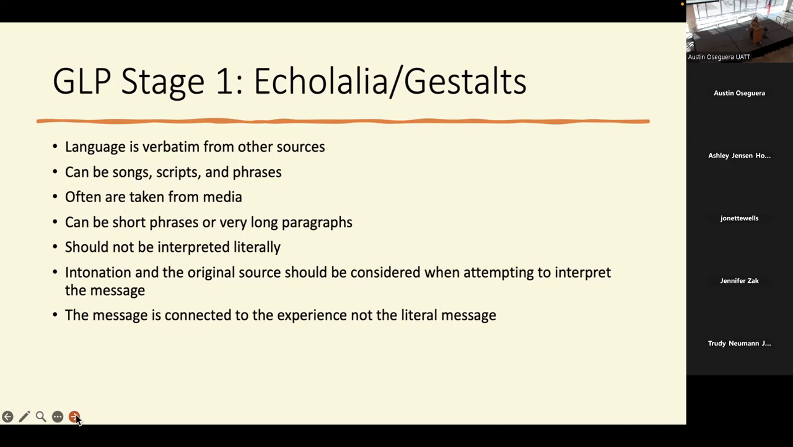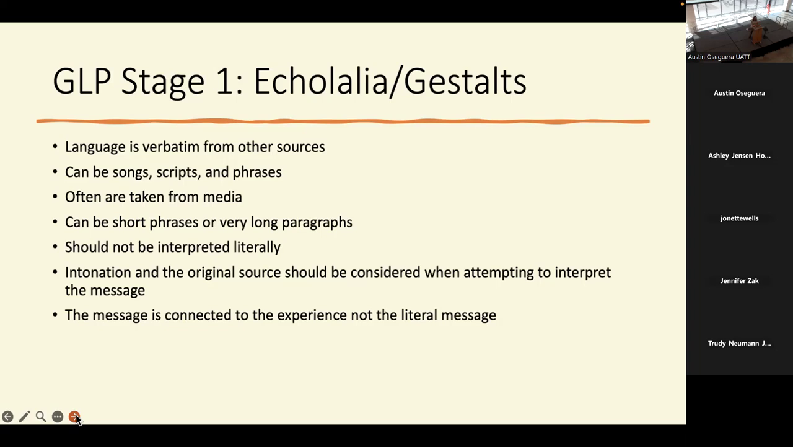And that's going to be important because if you can respond and echo back what they're saying to them in conventional language, then that will help them learn that this and this are matching, and it will help them with pattern recognition. And the message is connected to the experience, not the literal message.